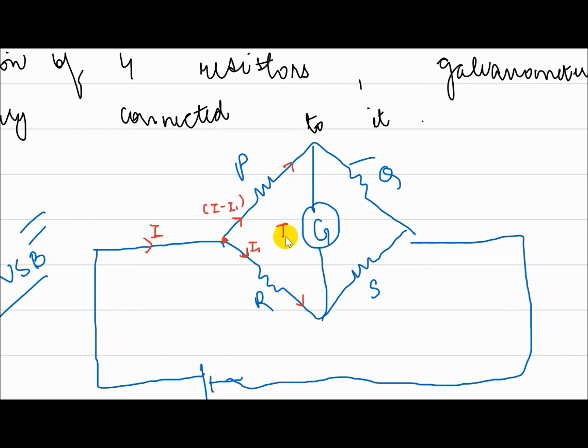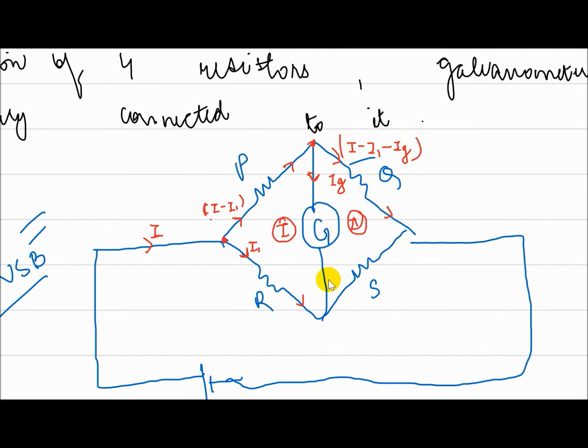We'll consider this as loop 1 and this as loop 2. We'll apply Kirchhoff's law in this. We'll assume the current that goes through this gets divided here. It comes to be Ig here in the galvanometer. So the current that is left is I minus I1 minus Ig. That comes to the resistor Q.